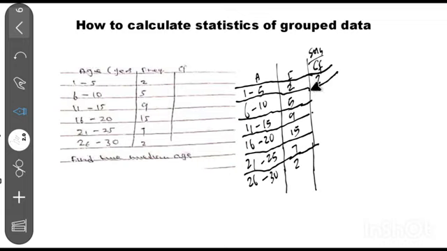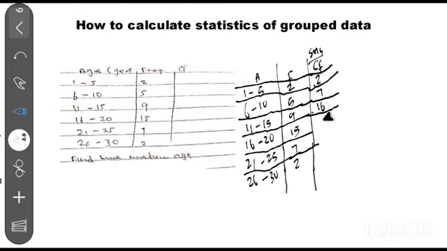Now, to get the next one, you take the first cumulative frequency, 2, and add the next frequency, which is 5. 2 plus 5 is 7. So the next one we have is 7. To get the next one, that will be 7 plus 9, which is equal to 16. So we have 16 here.